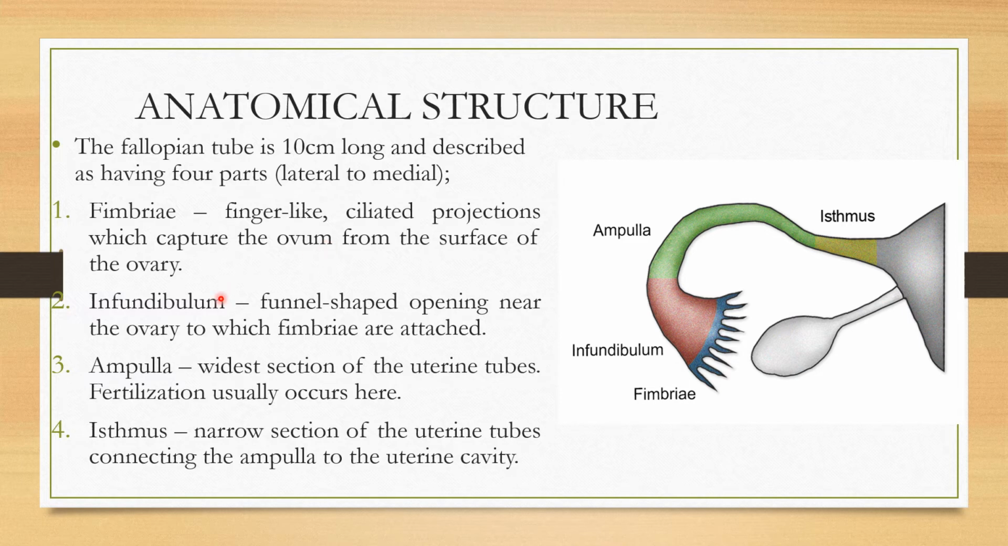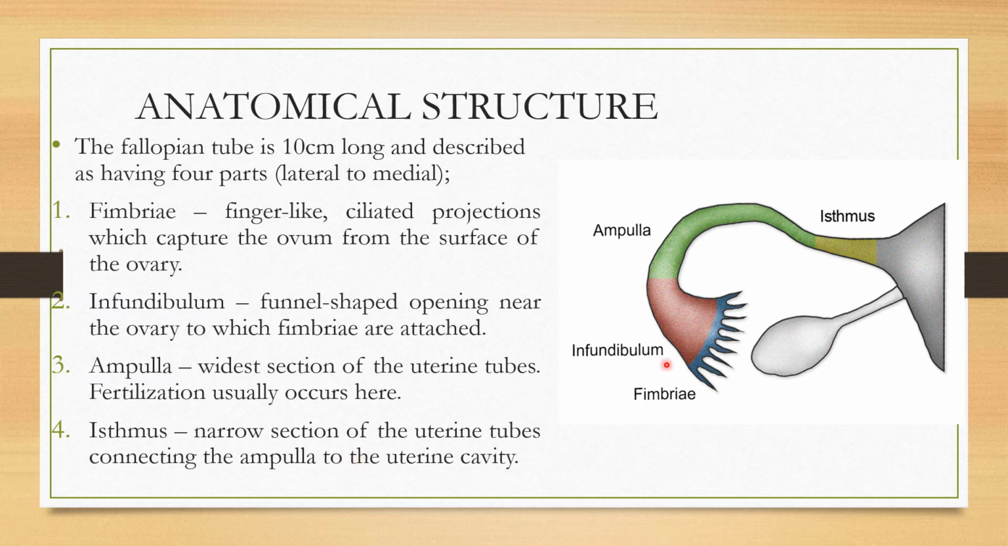Second part is the infundibulum. It is a funnel-shaped opening near the ovary to which the fimbriae are attached. Third part is the ampulla. It is the widest section of the uterine tube. Fertilization usually occurs here. Isthmus. It is a narrowed section of the uterine tube connecting the ampulla to the uterine cavity.